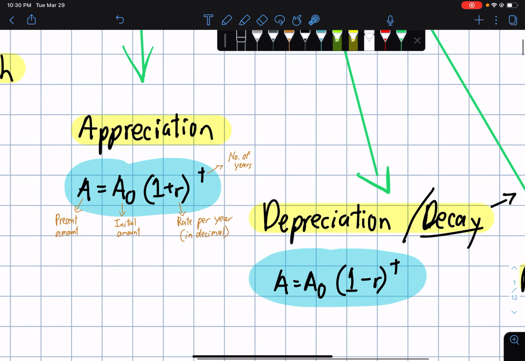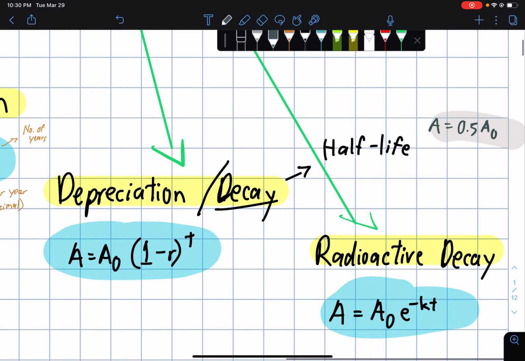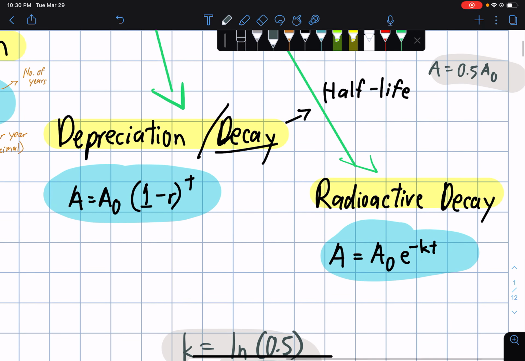When it comes to appreciation, we have this kind of formula. It's basically the opposite of depreciation. The only difference is the plus and minus sign. So appreciation has a plus sign, depreciation or exponential decay has a negative sign. When it comes to radioactive decay, we have this kind of formula.